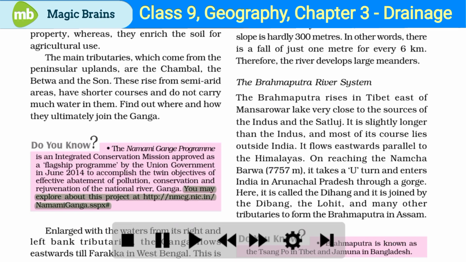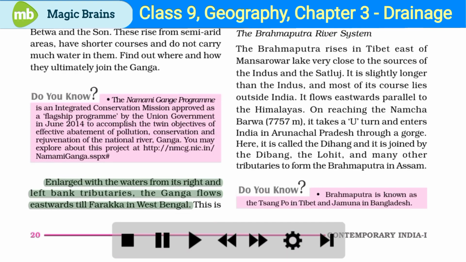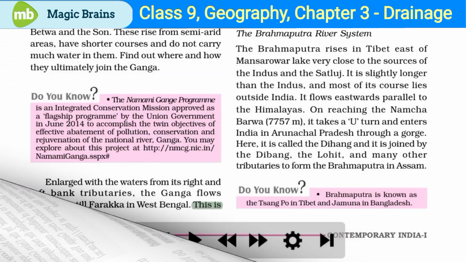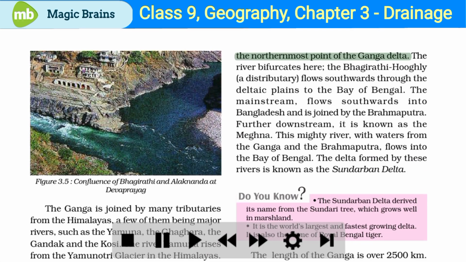Enlarged with the waters from its right and left bank tributaries, the Ganga flows eastwards till Farakka in West Bengal. This is the northernmost point of the Ganga belt. The river bifurcates here. The Bhagirathi-Hooghly, a distributary, flows southwards through the deltaic plains of the Bay of Bengal. The main stream flows southwards into Bangladesh and is joined by the Brahmaputra.